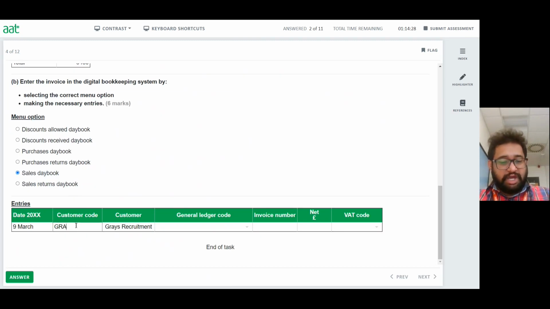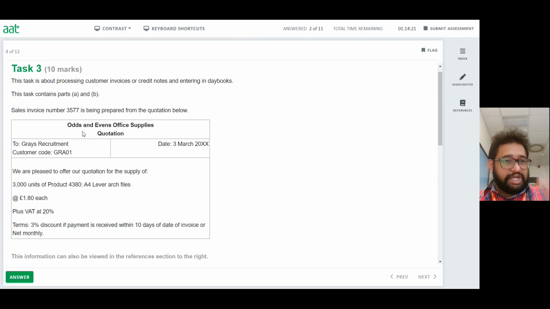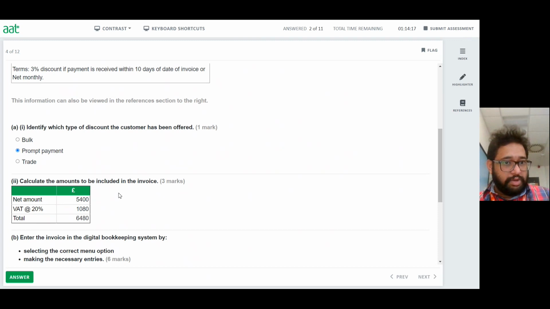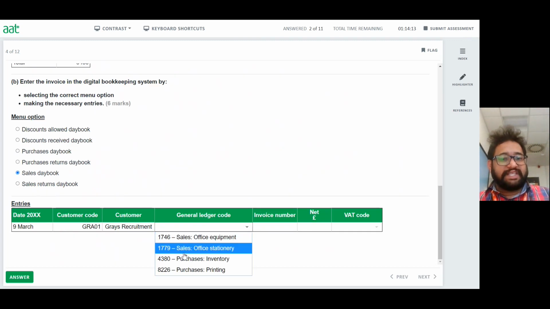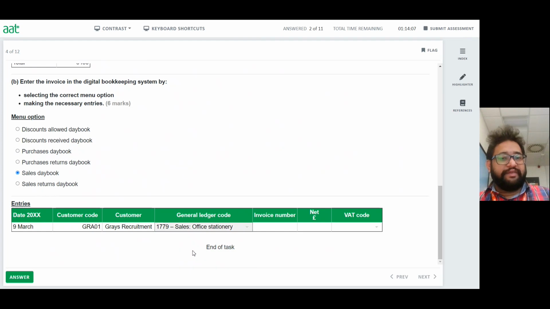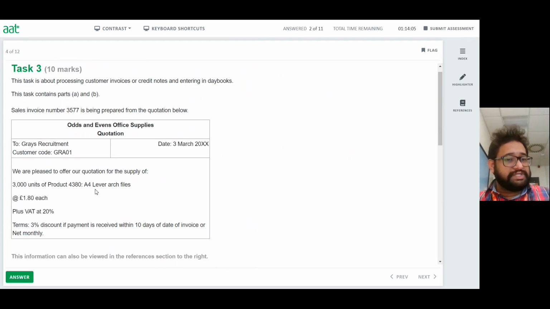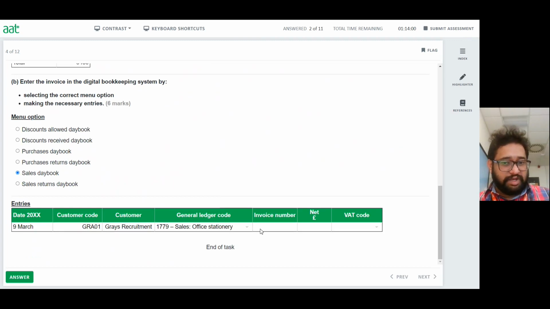So here I enter GRA01, and the general ledger code, if you look further down, is probably 4380, possibly for sales. Let's see what it shows here. Here you go: sales of office equipment, office stationery, inventory, or printing. So this is definitely office stationery. If you notice here, leverage files, it's office stationery which you're making a sale of.